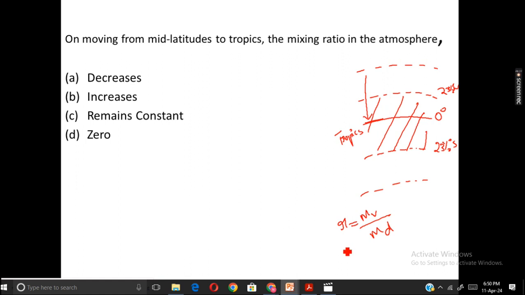So basically in the tropics, comparatively, the temperature will be high. When the temperature is high, it basically means the air can hold more moisture.